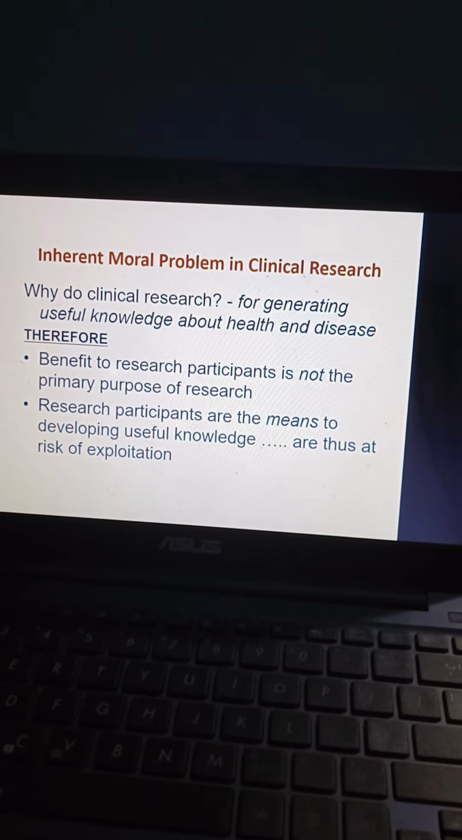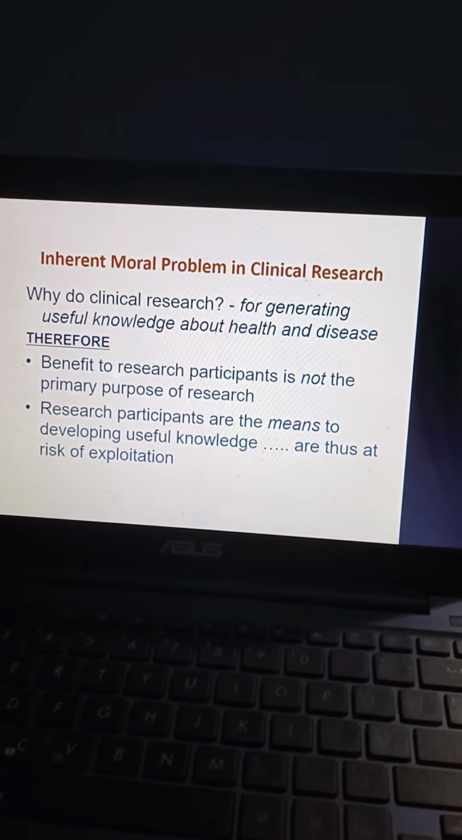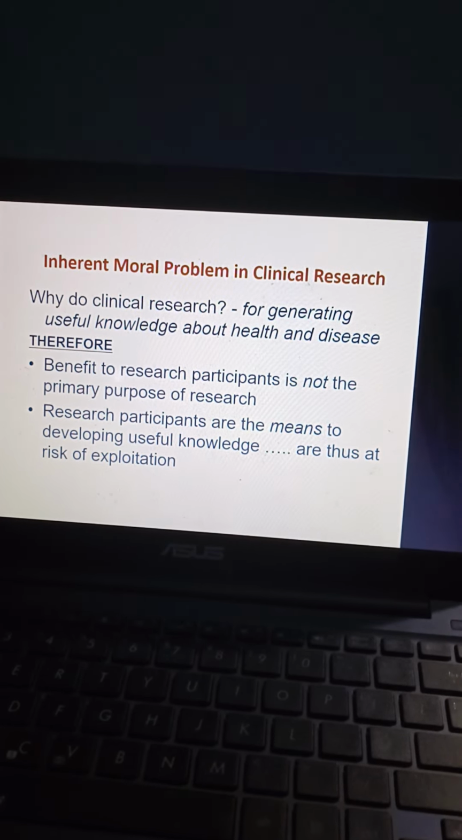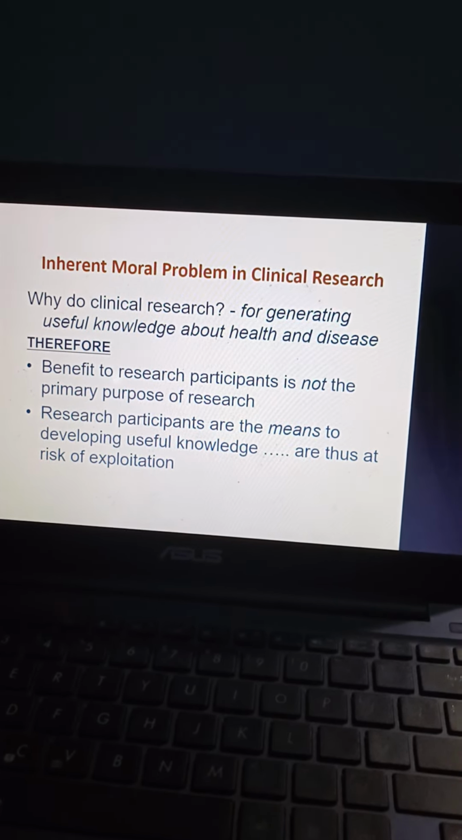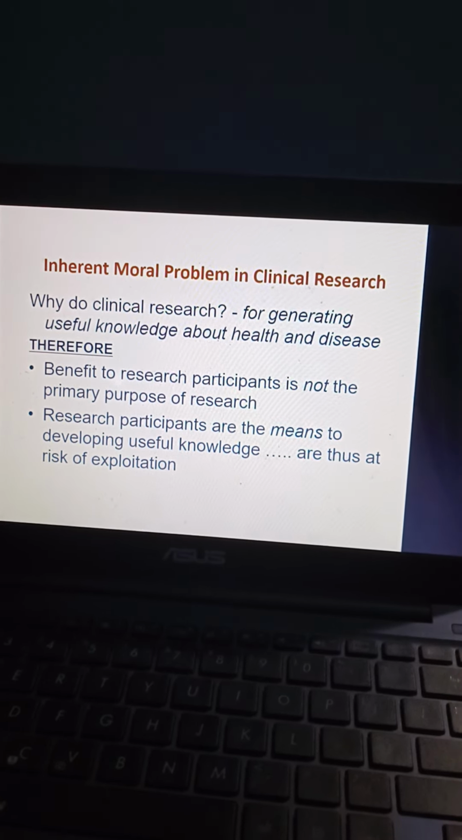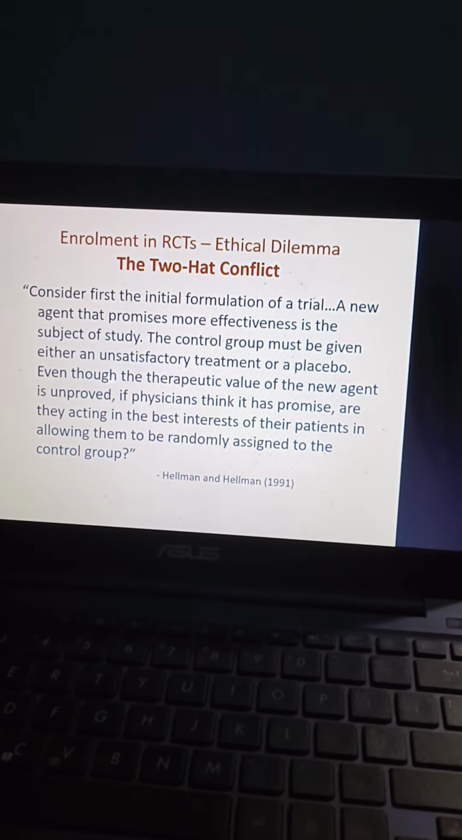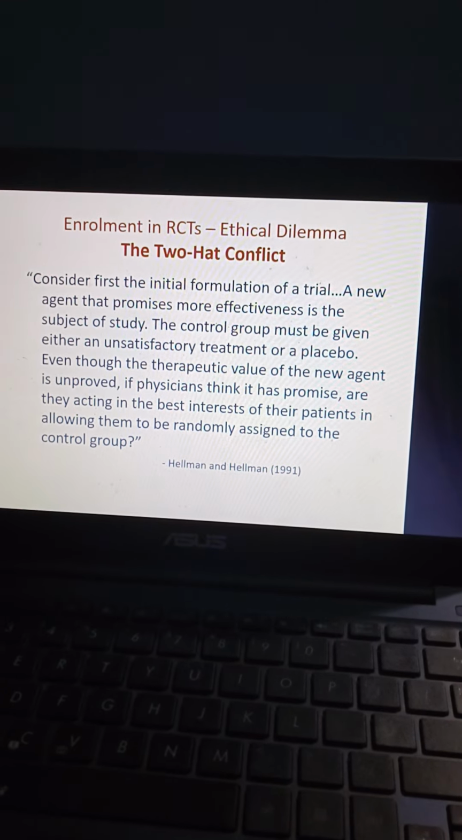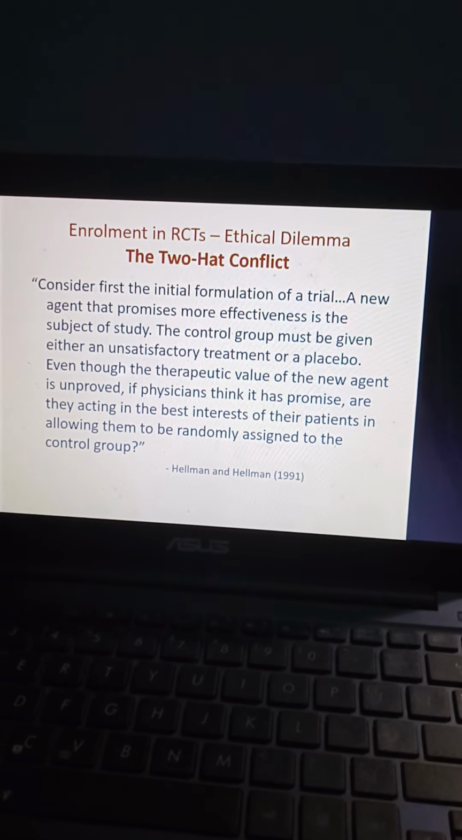Why do clinical research? For generating useful knowledge about health and disease. Therefore, benefit to research participants is not the primary purpose of research. Research participants are the means to developing useful knowledge, and are thus at risk of exploitation. Enrollment in RCTs, randomized controlled trials, presents an ethical dilemma, as the two conflict.